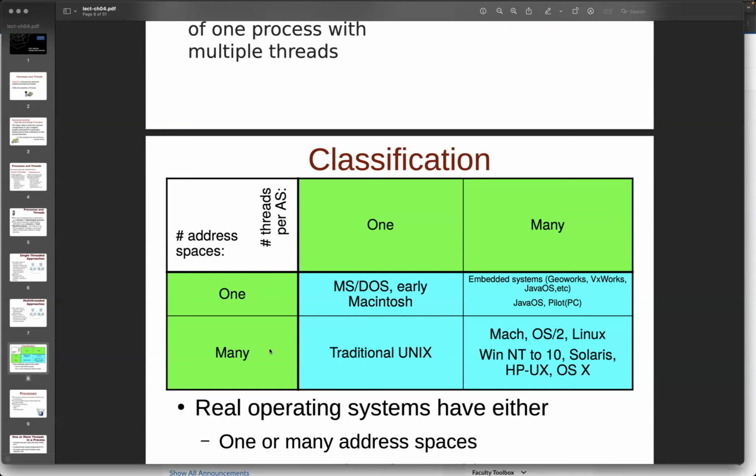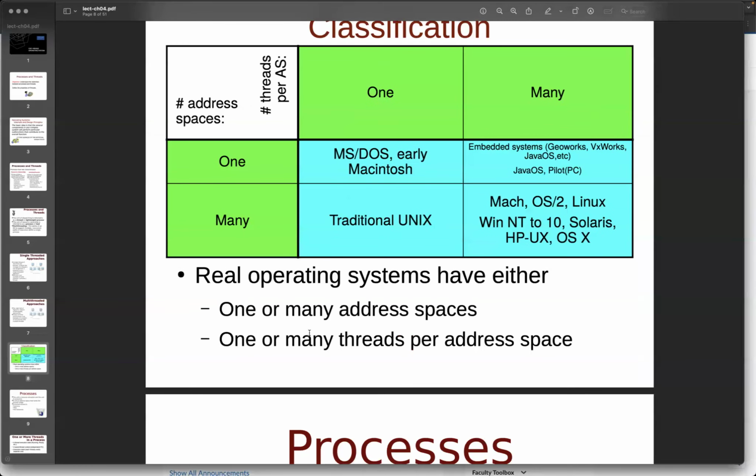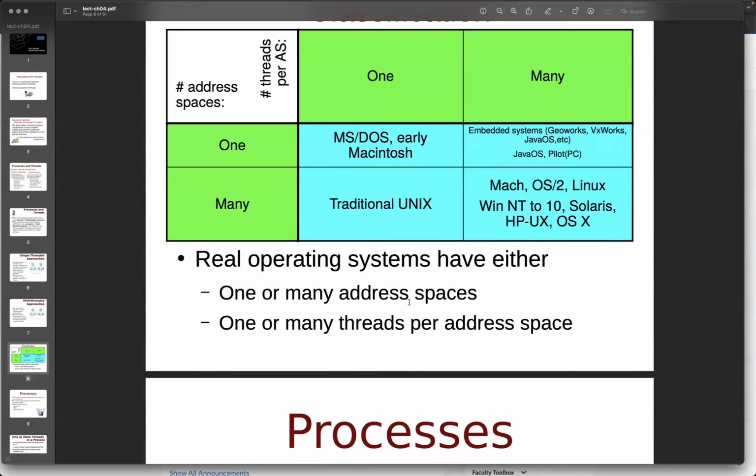And then when we take multiple address spaces and multiple processes with a single thread each, that will be the traditional Unix system. But nowadays, when you're using Mac OS, Linux, Windows 10, 11, all of these, actually all the operating systems are running with multiple processes and multiple threads. What we see is one or many address spaces, one or many threads. This is what you see in real operating systems.